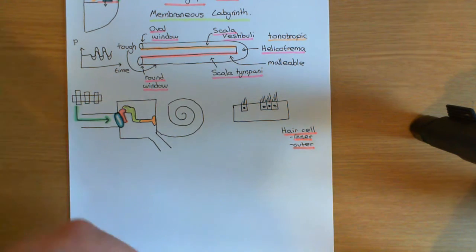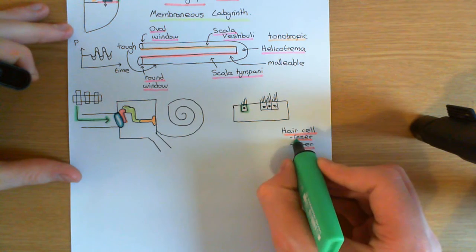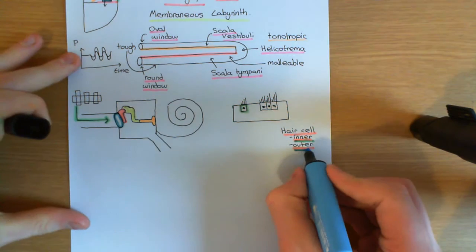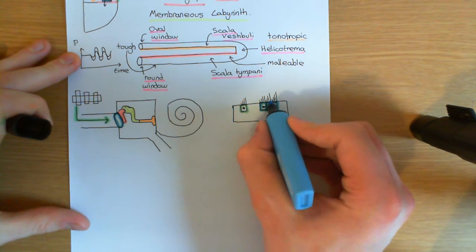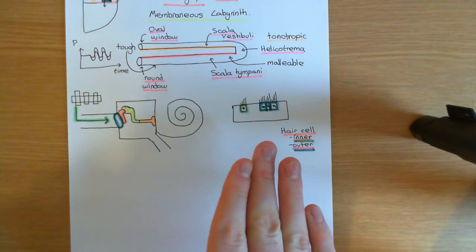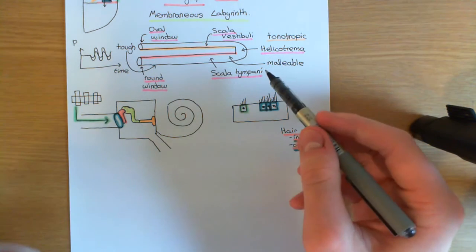Okay, so what have we got here then? So this one, which I'll outline in green, that's an inner hair cell. And these three over here, which I'll outline in blue, these are outer hair cells. Okay, now, as I say, we are looking at a cross-section, which is why we're seeing so few of them. However, this continues on and on and on.